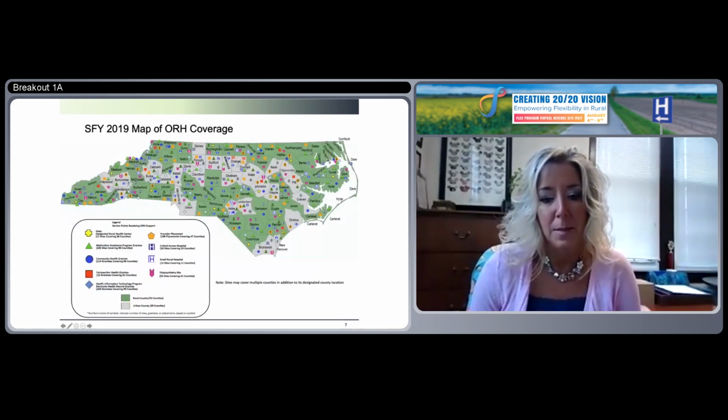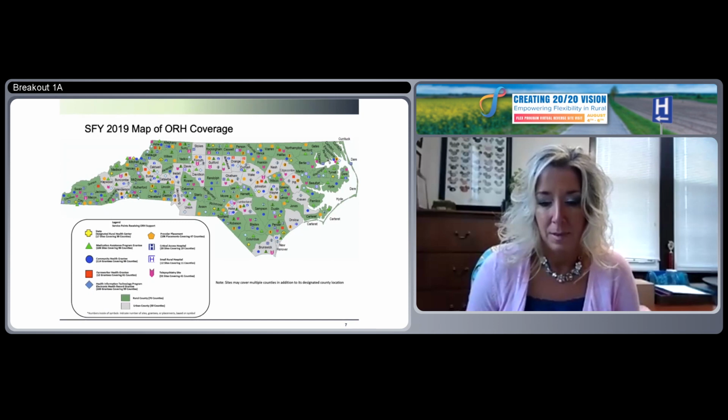Okay, this is a map of last year's coverage, and you can get a sense of where all of our grantees are and where our funding touched. The green means it's considered a rural county, and the gray means it's an urban county. I'll let folks look at that as they'd like to. Next slide.